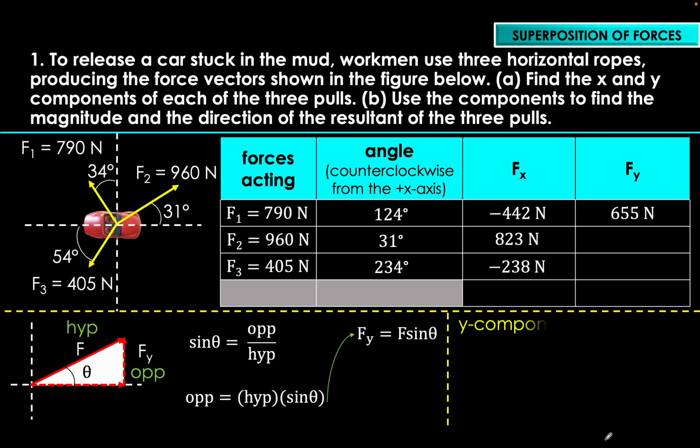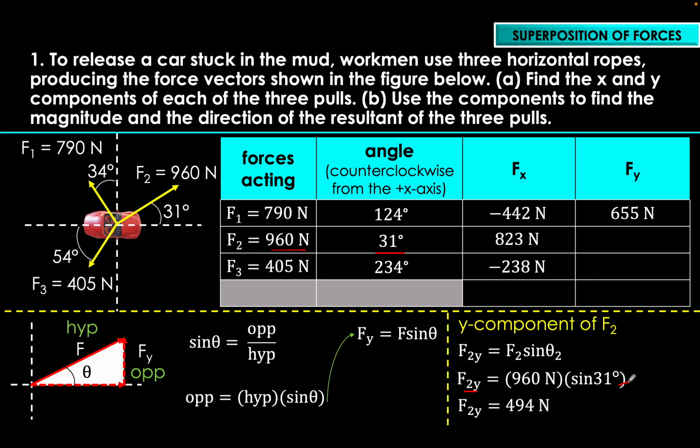Next, you do the same for force number 2. Same equation, subscript 2. And for force number 2, you have 960 newtons and then 31 degrees for the angle. So there you have it. Use your calculator. You're supposed to get 494 newtons for the y component of force number 2.